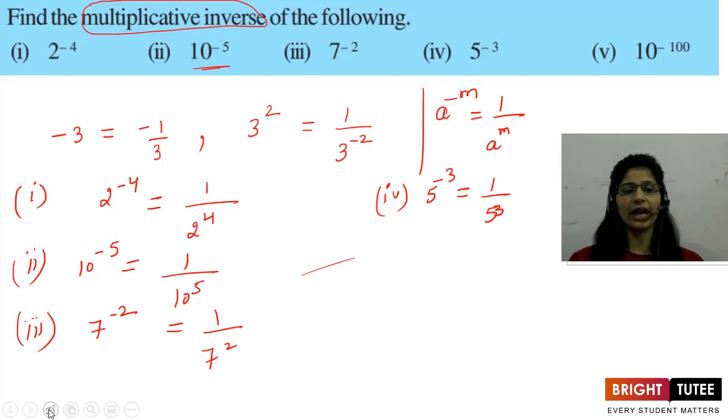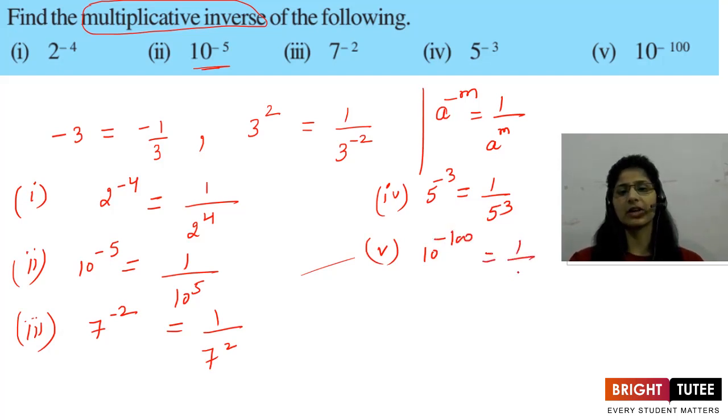Then what do we have? The last part is 10 to the power minus 100. How do we write that? In the fifth part, 10 to the power minus 100 will be written as 1 upon 10 to the power 100. These are the multiplicative inverses. So we can express them in this way, making the negative power a positive one.